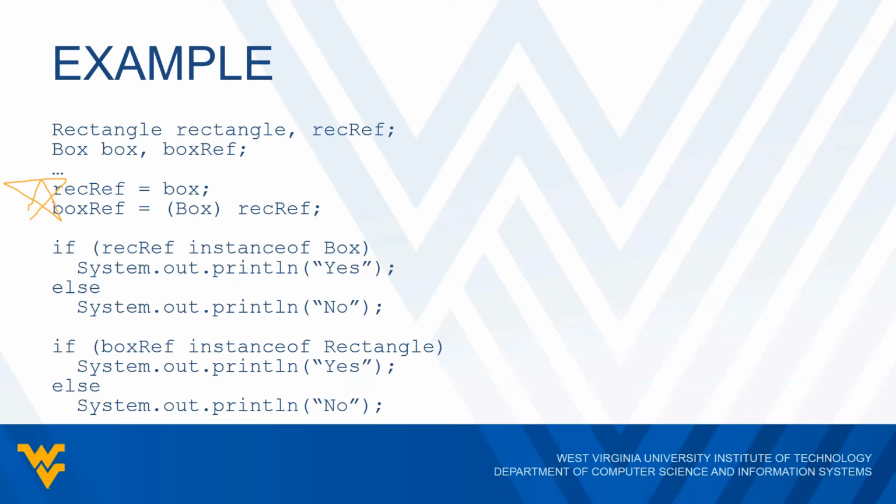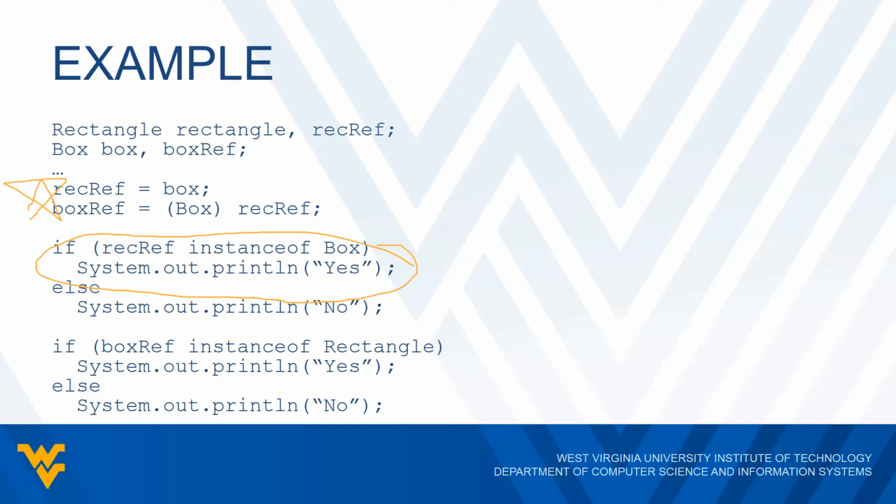Now, the way the instanceof operator works is we normally would include it as a condition for an if statement or a for loop or a while loop. This first if-else statement is checking to see if recRef is an instance of the Box class. If so, it's going to print a yes, otherwise it's going to print a no. If we look here, recRef does equal box, so that means it is pointing to an object of type Box. So is recRef an instance of Box? Yes. So this first if-else statement is going to print yes, and we're going to execute this line right here.